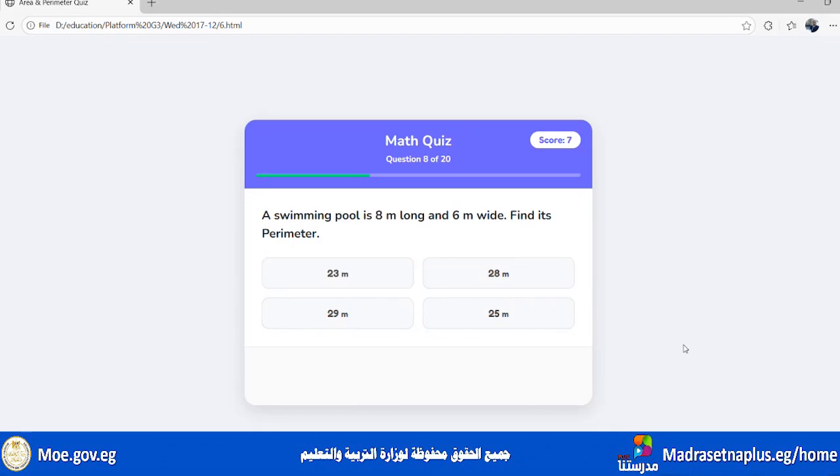Swimming pool, 8 meters long and 6 meters wide. Find its perimeter. So the perimeter, 8 plus 6 plus 8 plus 6, it will be, I need help. Yeah, 28, that's right. A rectangular piece of wood, 10 centimeters long and 9 centimeters wide. Find the perimeter. Yes, the perimeter, 10 and 9 plus 10 and 9 equals, yes, 38.